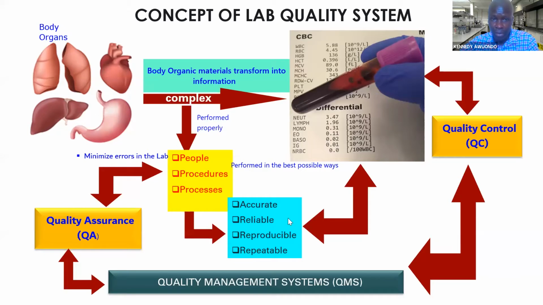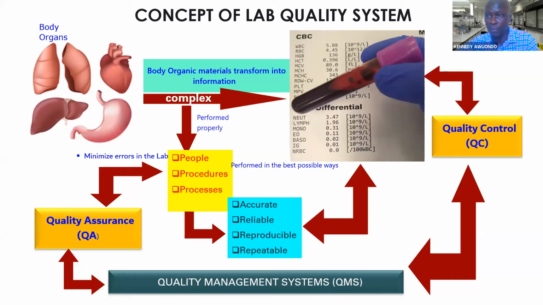For this to be done properly, so that we get accurate, reliable, reproducible, repeatable results, we need to do what is called quality assurance. We need quality assurance in place. Quality assurance are the measures that are put in place to check that the laboratory procedures, processes, and the systems are running smoothly, safely, and effectively. The aim of the quality assurance is to eliminate the risk of non-conforming. So that's one aspect of the quality system.